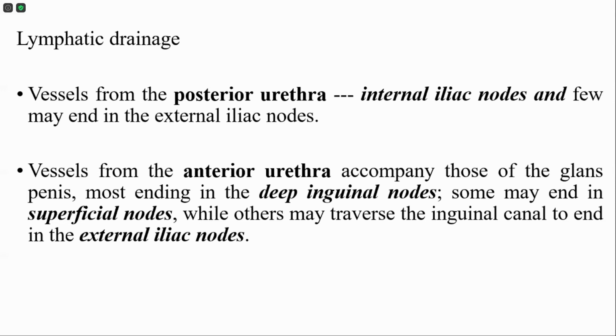First exam. So vessels from the posterior urethra drain into the internal iliac group of lymph nodes and few in the external iliac group of lymph nodes. Major part of the lymph from the posterior urethra drains into the internal iliac group of lymph nodes. Few lymphatics drain into the external iliac group of lymph nodes. And vessels from the anterior urethra drain into the deep inguinal lymph nodes. Few into the superficial inguinal lymph nodes and few into the external iliac group of lymph nodes. So major into the deep inguinal lymph nodes.